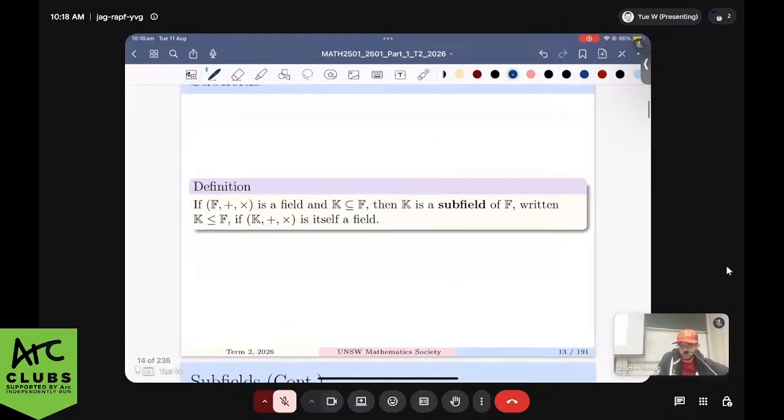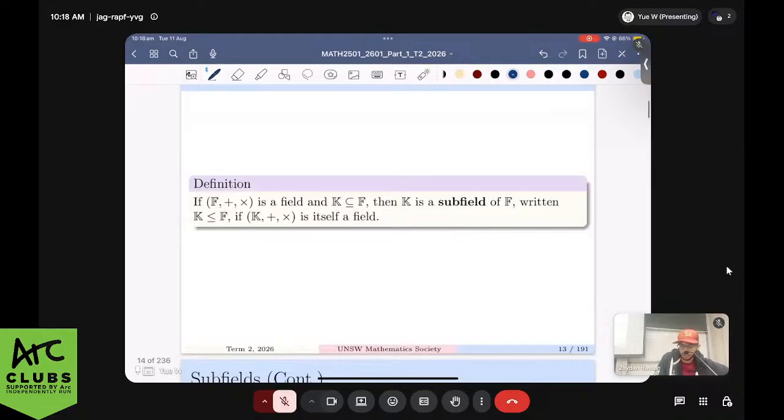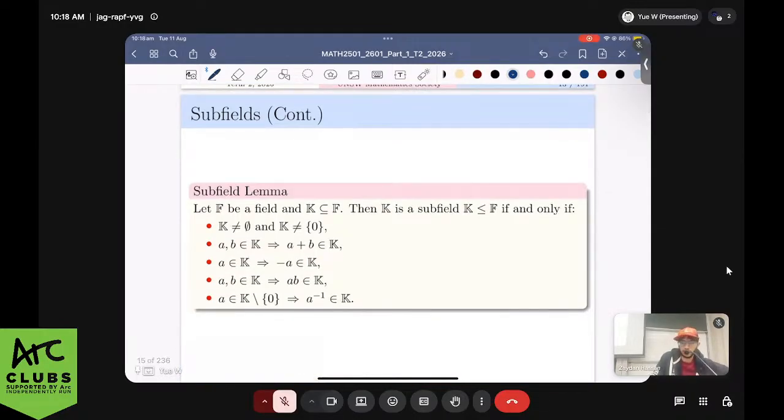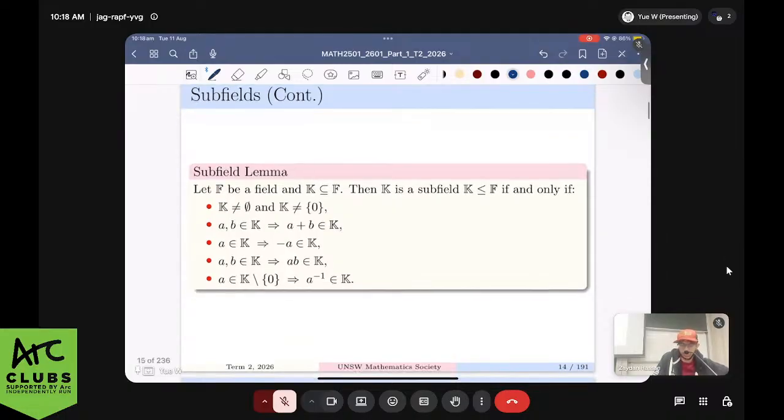Subfields. A subfield is just a subset of the field, which is also a field, over the same operations. There's a subfield lemma, but it's kind of annoying. You have to show it's non-empty, and also that it's not just the zero field. And it also has to be closed under addition, closed under additive inverses, closed under multiplication, and closed under multiplicative inverses.